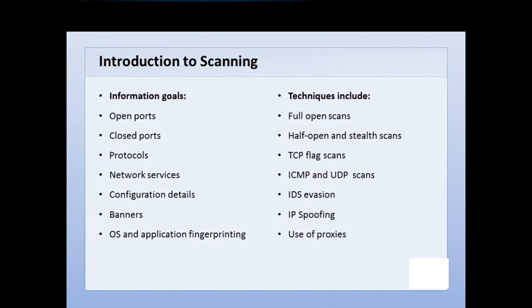Now, some of the techniques we'll cover over the next several segments include things like full open scans, where they're a little bit noisy and we don't care if we get caught, but also we'll talk about half open and stealth scans, which are usually used to avoid detection. We'll talk about TCP flag scans, ICMP and UDP scans, and we'll cover a little bit about evading IDSs, spoofing your IPs, and the use of proxies. We'll talk about all these things over the next several segments when we discuss scanning. We'll also give you some demonstrations on two of the popular scanning and vulnerability scanning tools, Nmap and Nessus. So we've got a lot to talk about over the next several sessions.